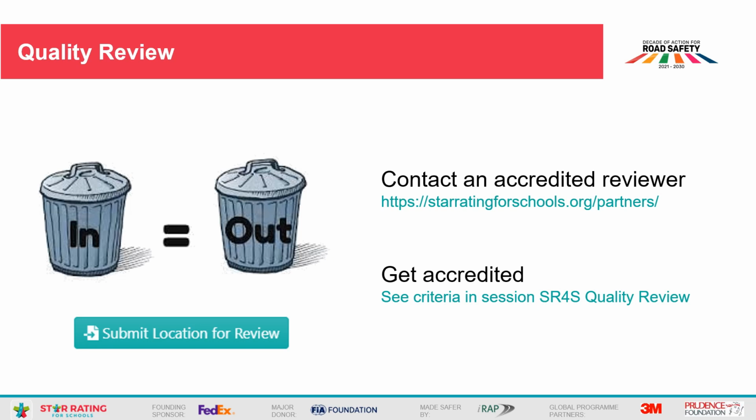After conducting an assessment for each of the locations on Star Rating for Schools, you will see a button called Submit Location for Review. If you need your locations to be reviewed, you can check on our website the list of accredited partners that can provide you quality review. You can also get in contact with iRAP, or if you have a large number of assessments, for example, you can get accredited as a quality reviewer. This is discussed in more detail in the session Star Rating for Schools Quality Review.